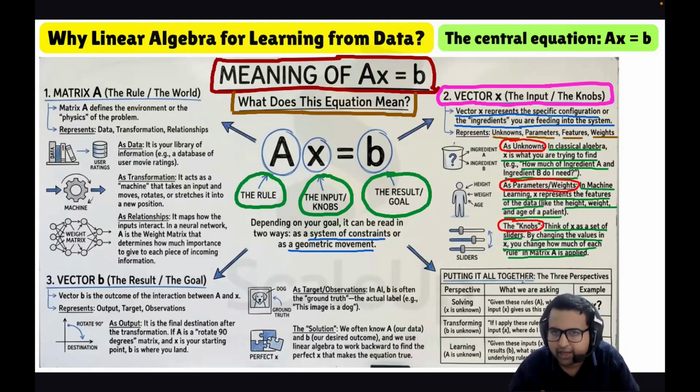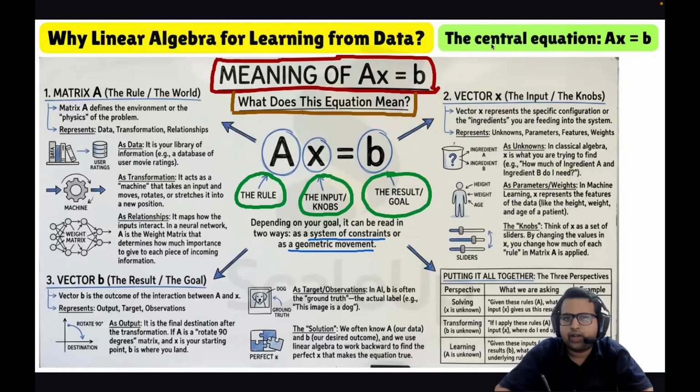So now it's very clear that vector x can represent a specific configuration. It can act like a knob, or it can represent the unknowns, the ingredients you are feeding into the system. It can represent the features, the parameters, the weights, or it can represent the knobs.